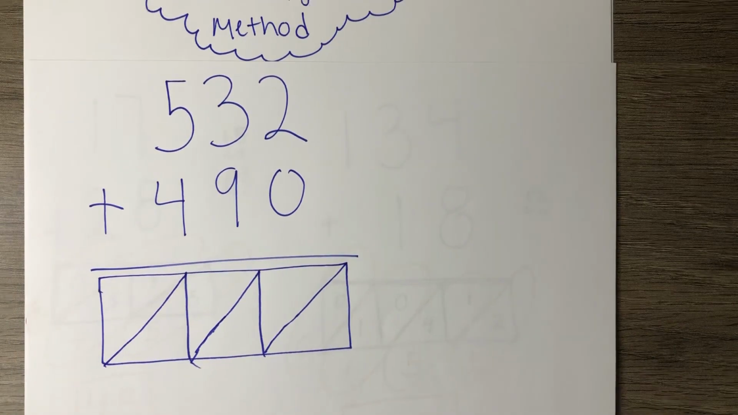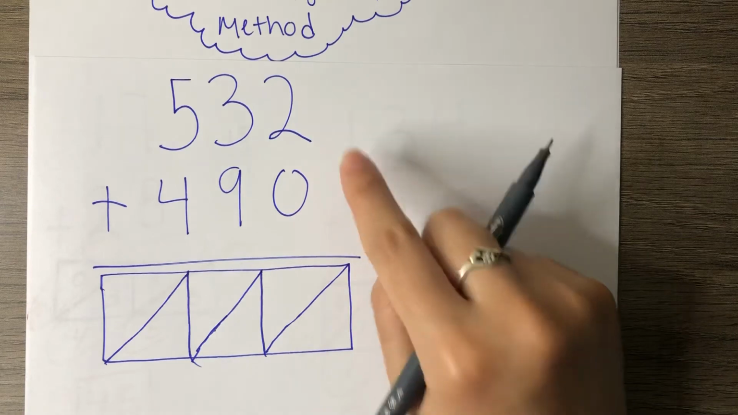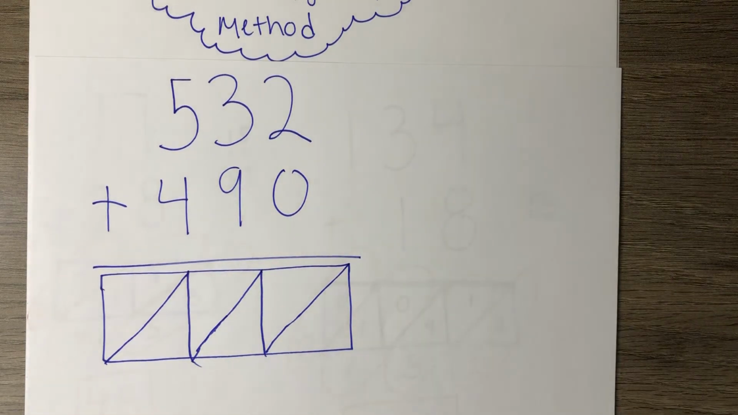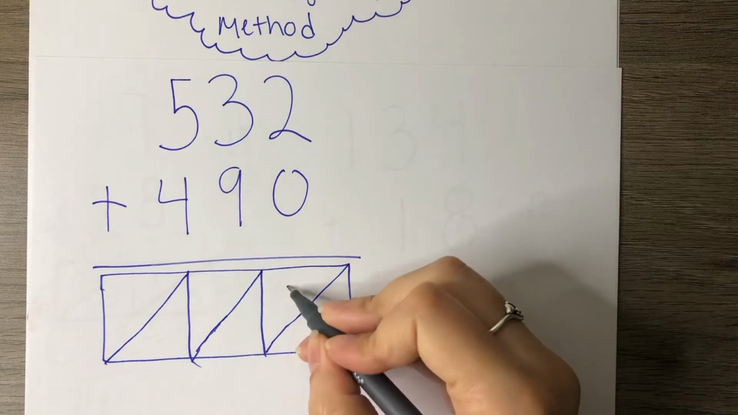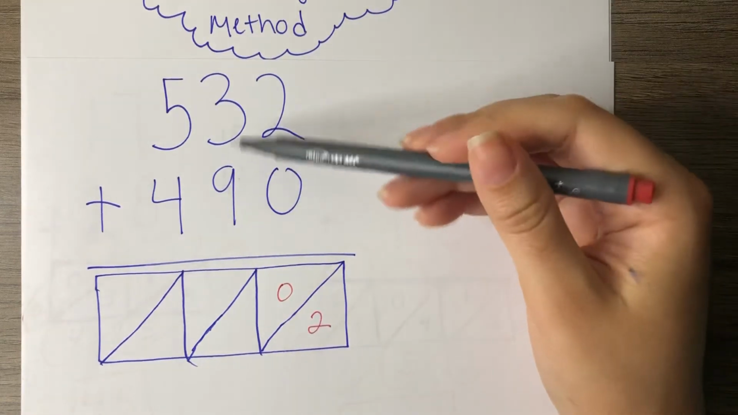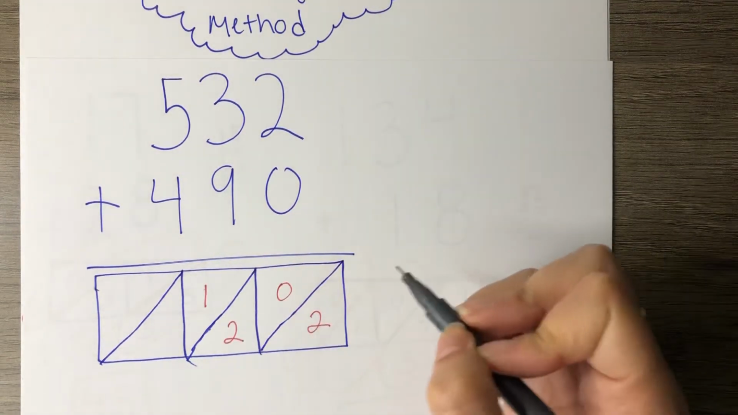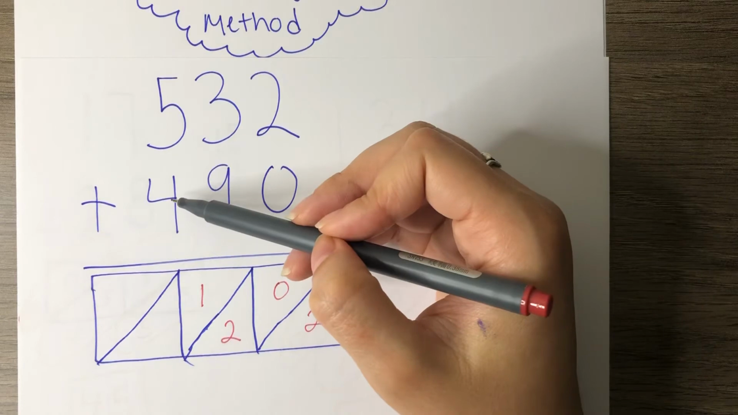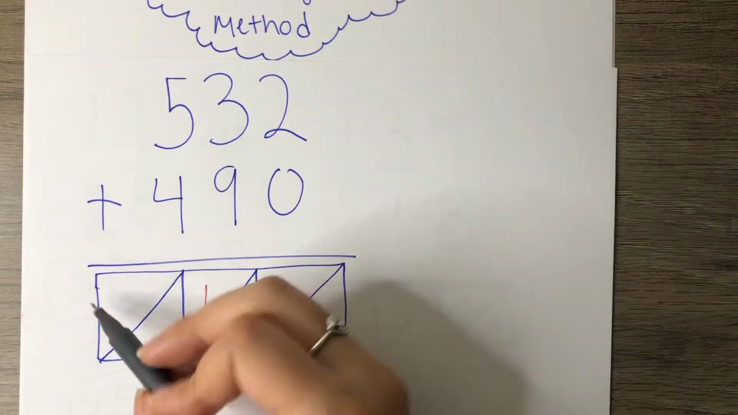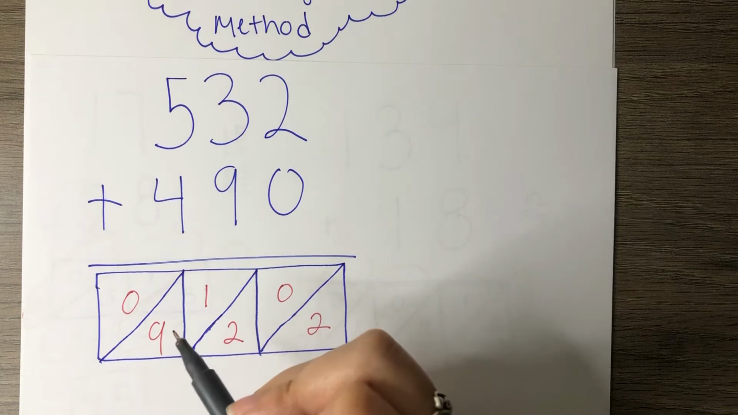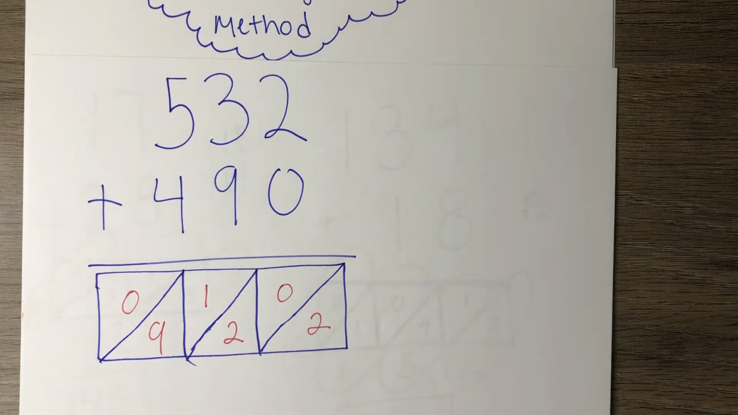So again, we always start in our ones place. So we're going to add 2 plus 0 is just 2. So we're going to write 0, 2. 9 plus 3 is 12. So we're going to write 1 and 2. 5 plus 4. What is 5 plus 4? That's 9. So it's going to be 0 and 9. So what is our next step? Our next step would be to separate it into groups, right? So let's go ahead and do that.